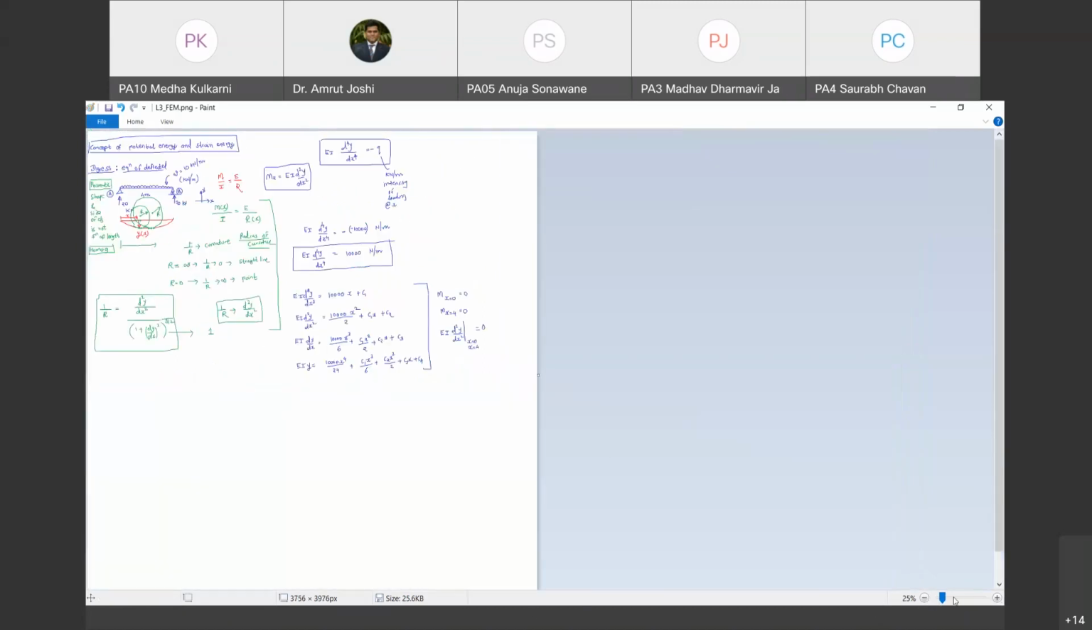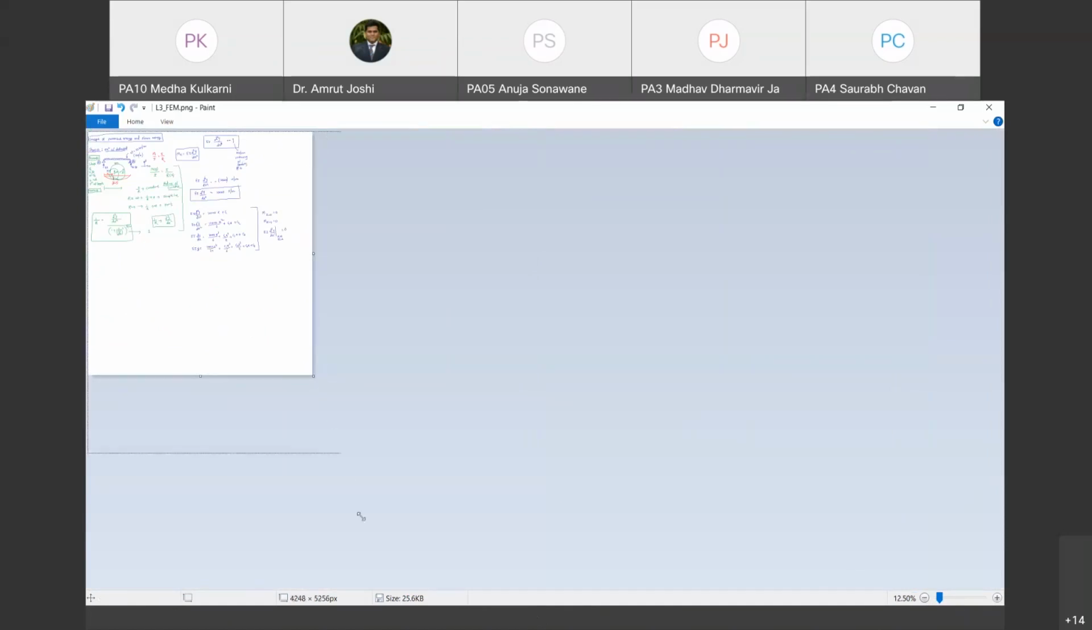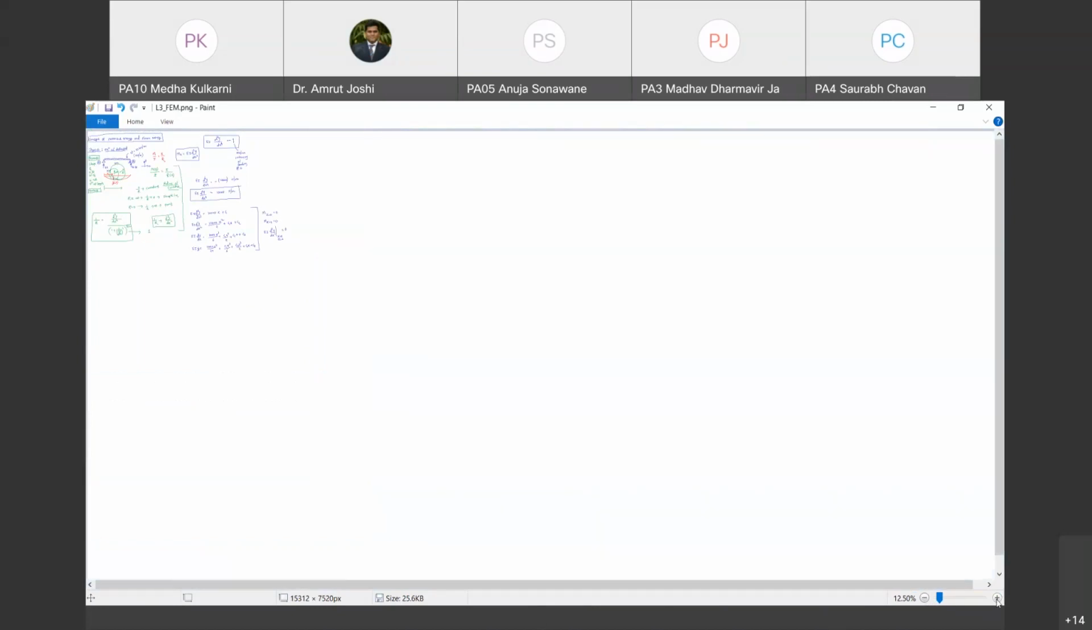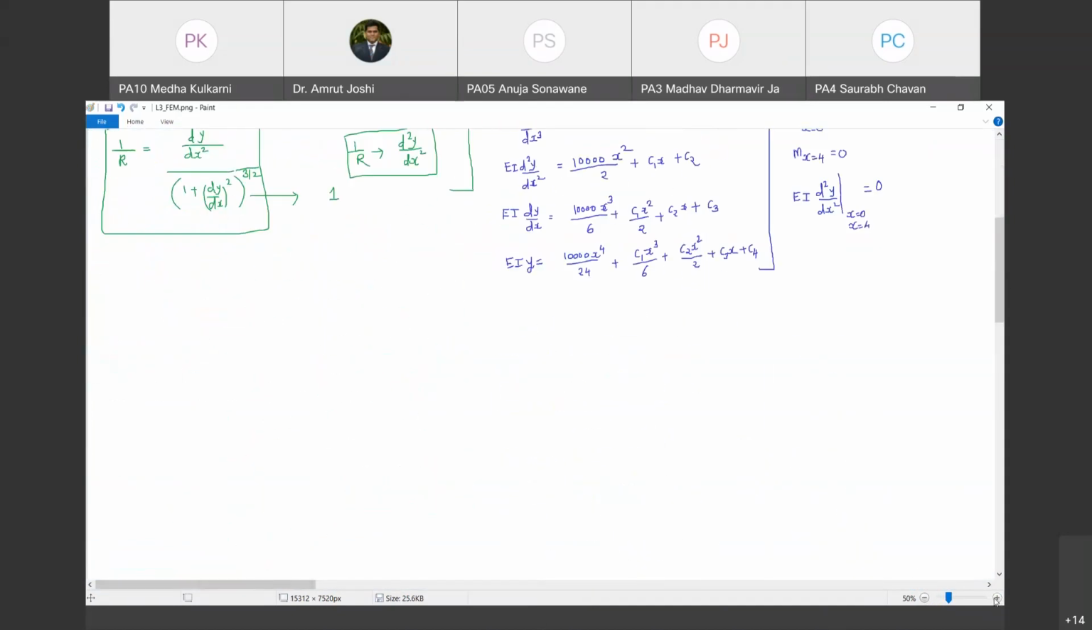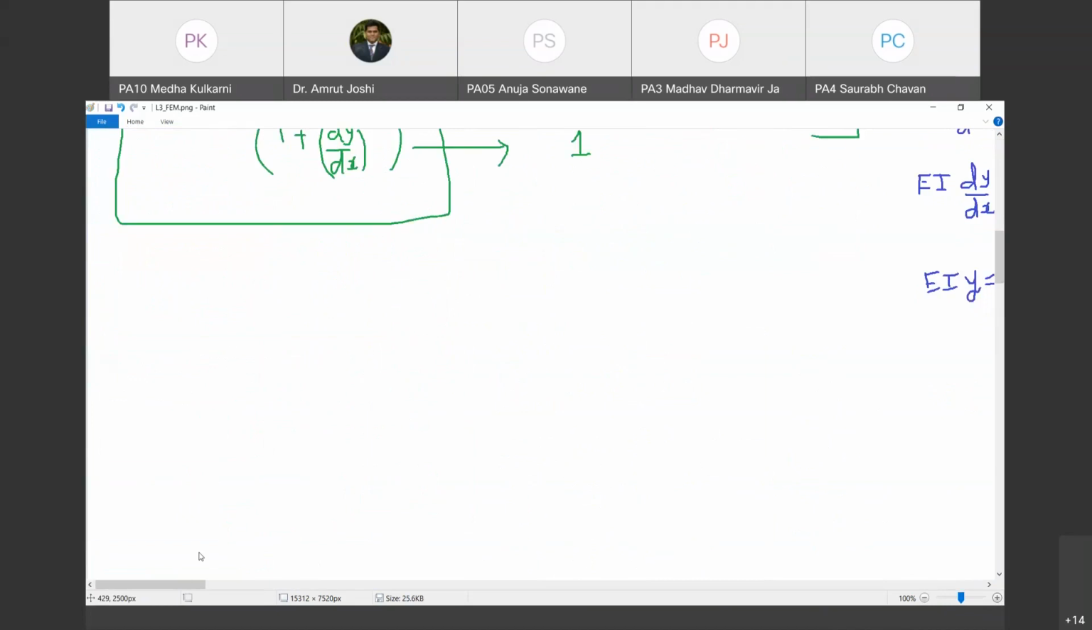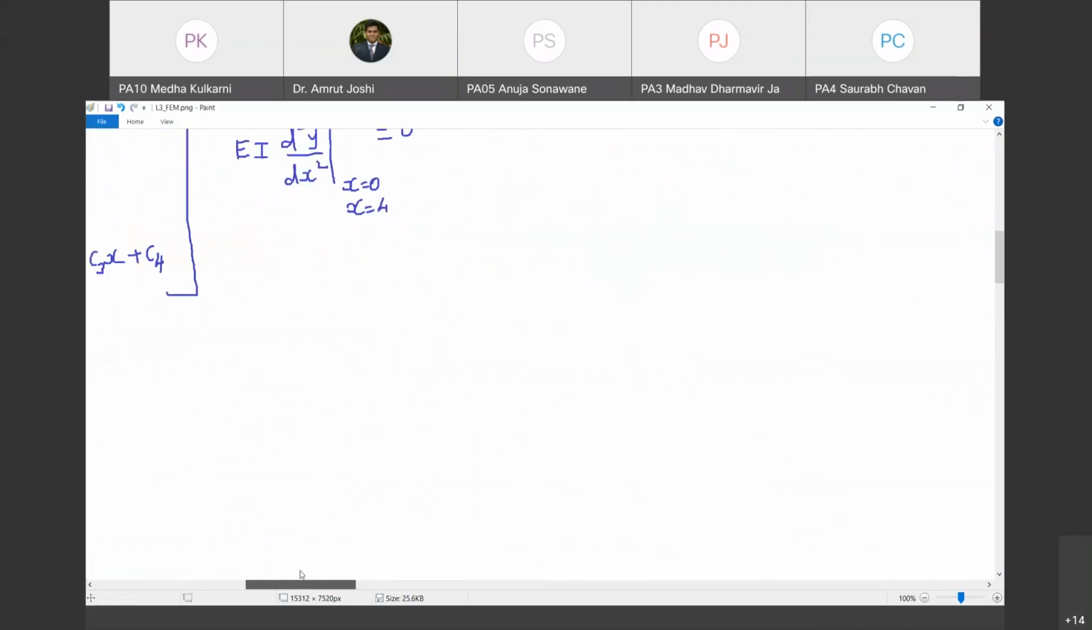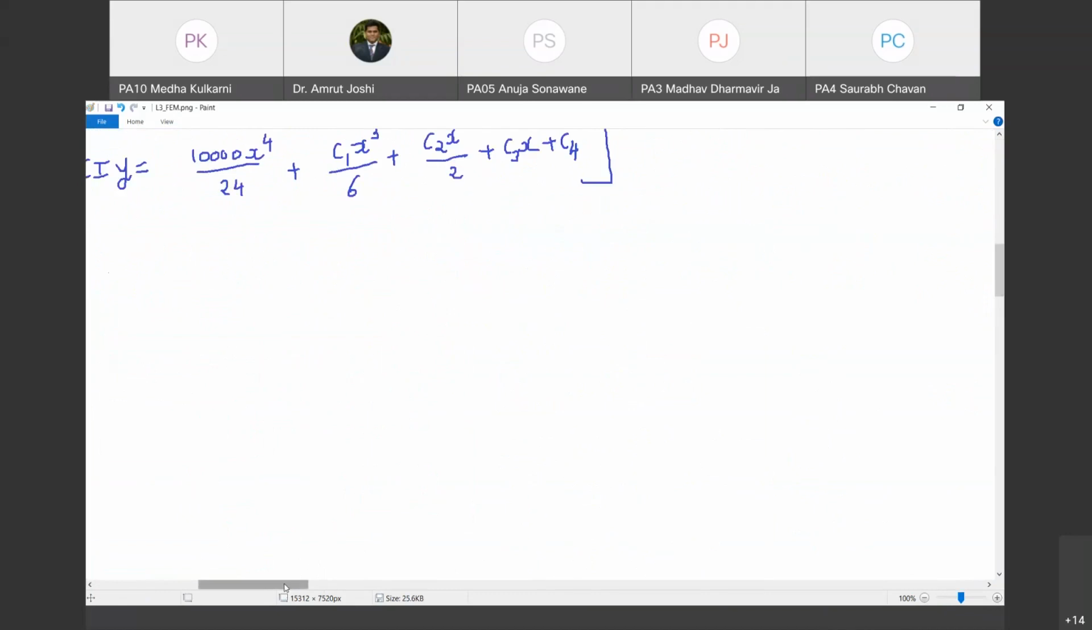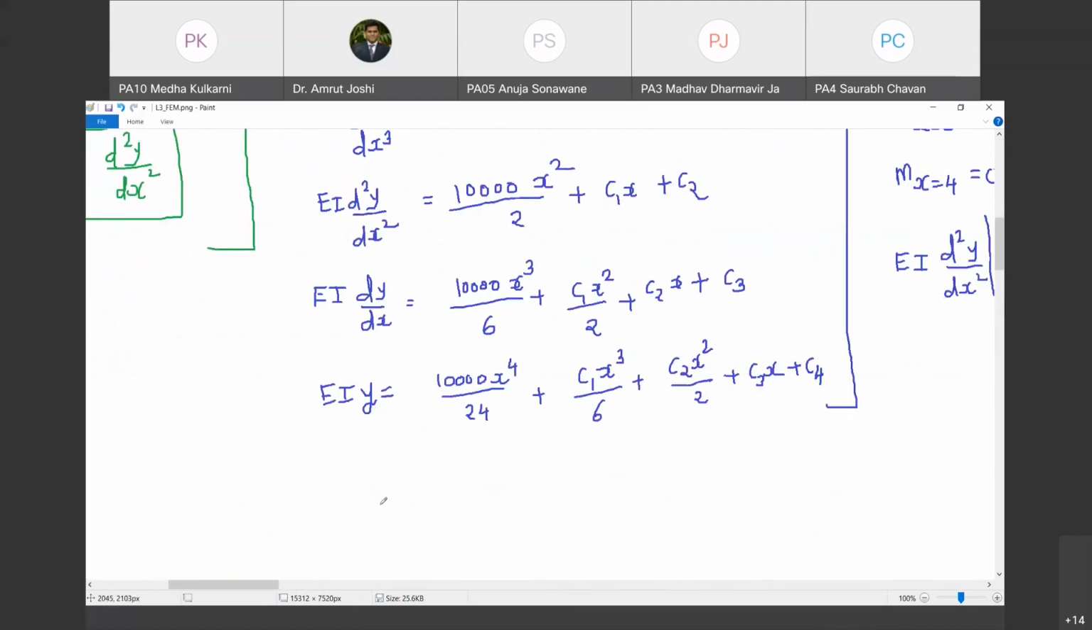Just give me a second. So let me write down here. So what is the boundary condition? EI d square y by dx square at x equal to 0 is 0. Do you agree with me?